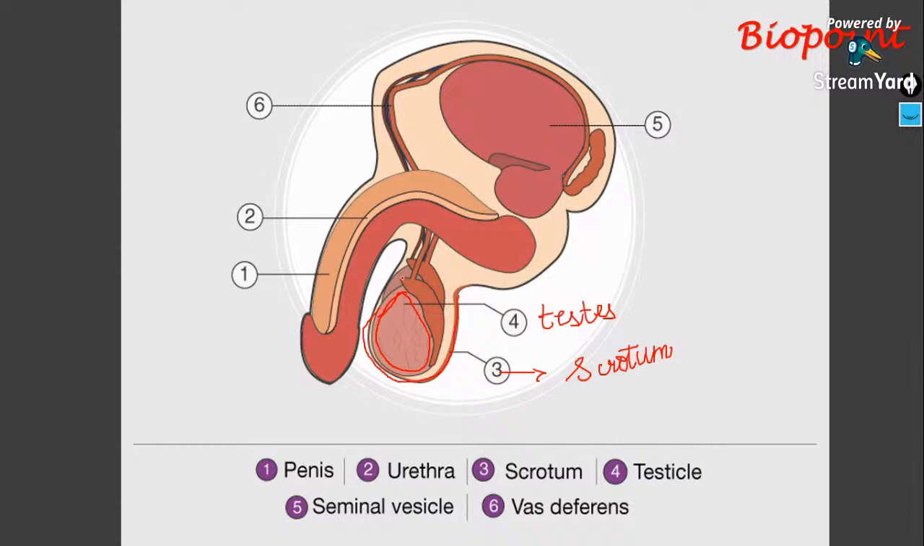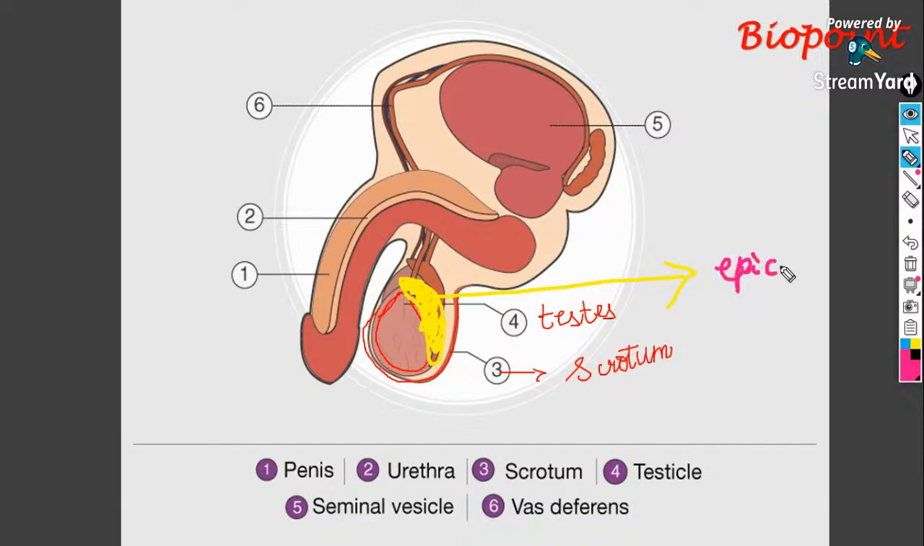From the scrotum, this particular structure which I am drawing with the yellow color remains attached to the testis. It is the first part of the vas deferens, which you call the epididymis. From the epididymis, look, this tube is arising. That tube is referred to as the vas deferens.